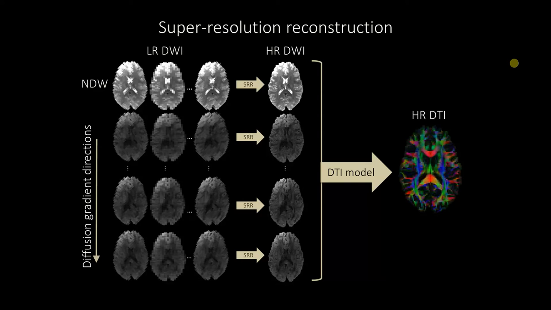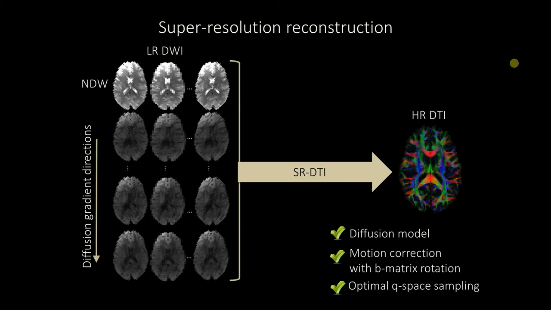However, we're not interested in those high-resolution diffusion-weighted images. No one cares about them. They're only interested in their high-resolution diffusion parameters. So we were thinking, why not just skip a step and why not directly estimate our high-resolution diffusion parameters out of our low-resolution diffusion-weighted images? This means we can incorporate a diffusion model into our super-resolution reconstruction, and we now use all the information we acquired to estimate our high-resolution diffusion parameters.